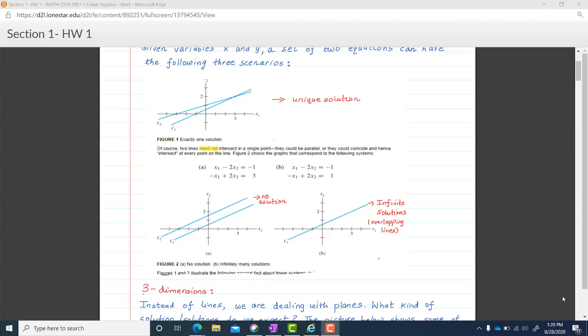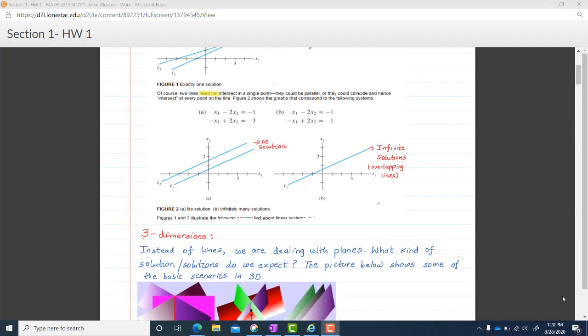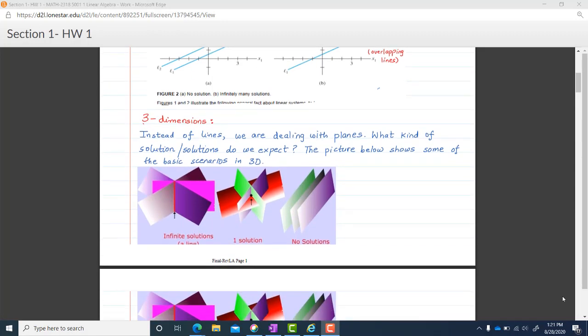So, for example, for the first one, you can see a unique solution, where the lines are intersecting. Then there are parallel lines, which never intersect, or overlapping lines. There are examples written on this document as well. Now let's move on to the higher dimensions, which are three dimensions. Now in three dimensions, we again have planes instead of lines.